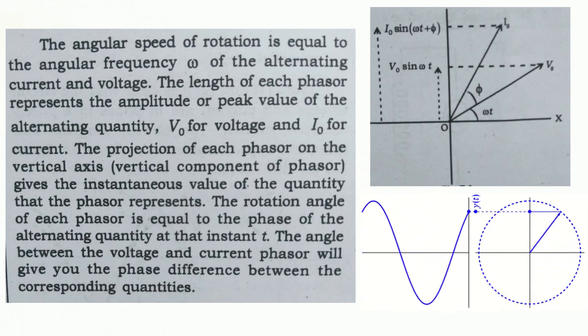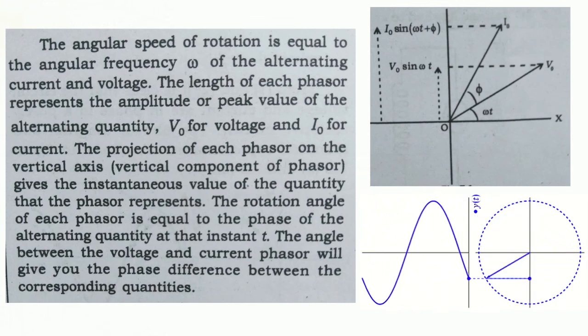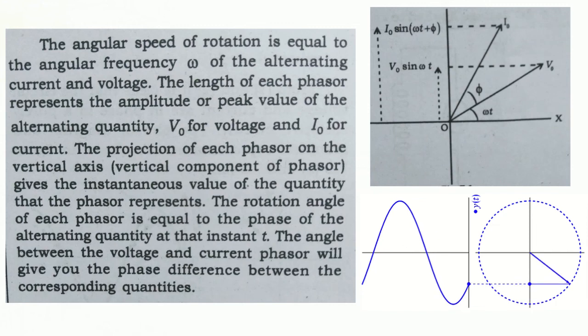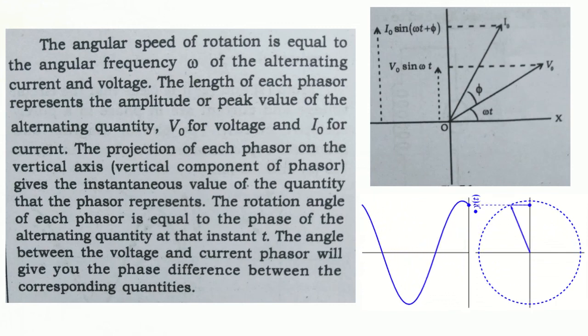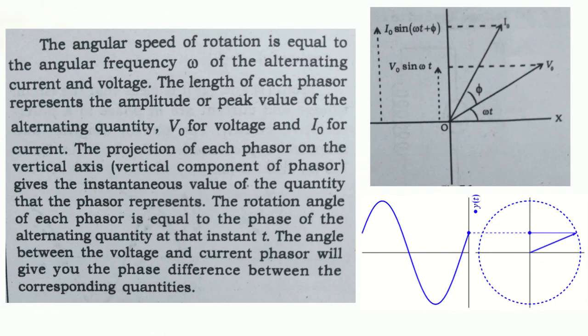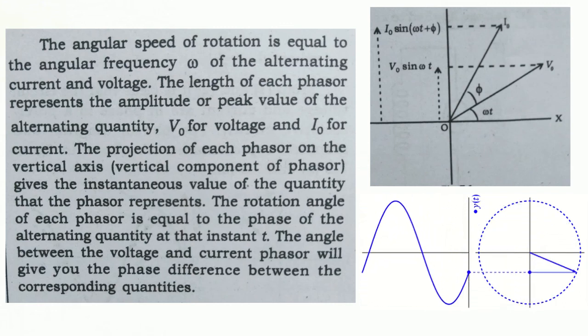The rotation angle of each phasor is equal to the phase of the alternating quantity at that instant t. The angle between the voltage and current phasor will give you the phase difference between the corresponding quantities.